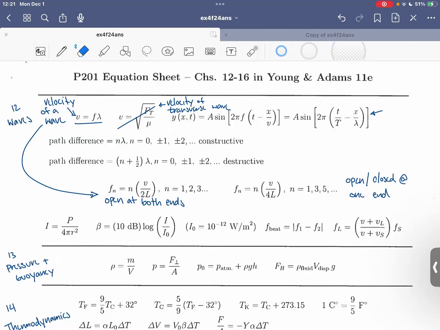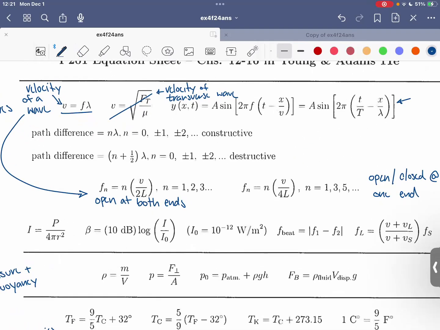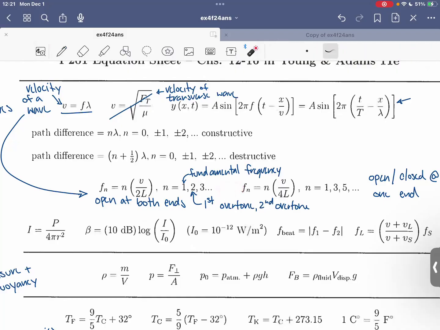And then one more thing about these two is we have fundamental frequency here. Okay, and then from here we have first overtone, and then etc. So second overtone would be 3 for this one. And it's the same for both of these equations, right? So this would be your fundamental frequency. This is your first overtone, second overtone. So note that the ends are different, but they're still called first overtone, second overtone, and so on.